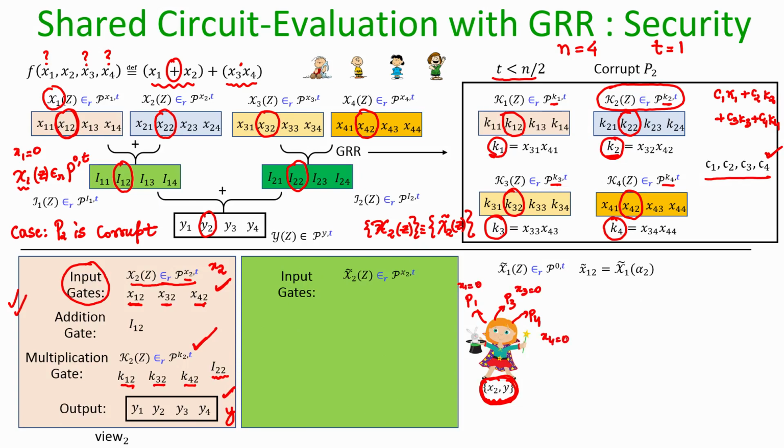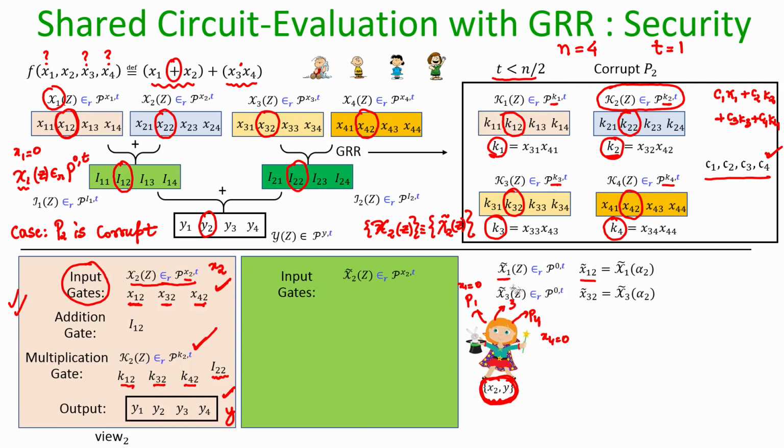So, how exactly would P1 have behaved in the BGW shared circuit evaluation if it had wanted to share the value x1 equal to 0? Well, it would have picked a random t degree polynomial whose constant term would have been 0, and to party P2 it would have given this share.